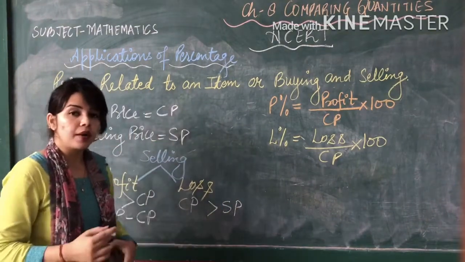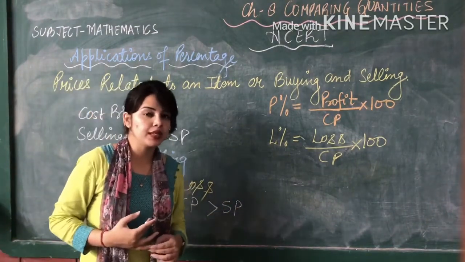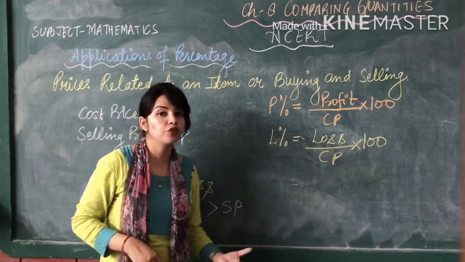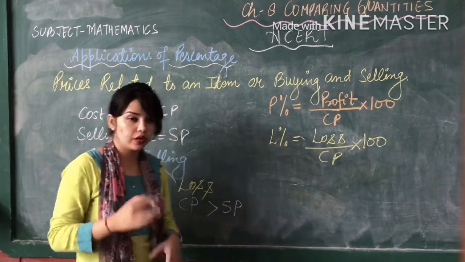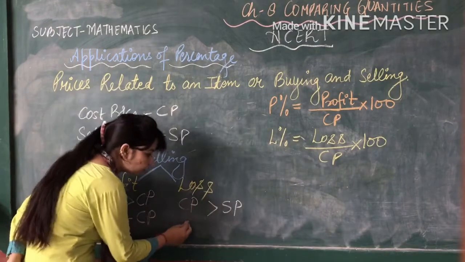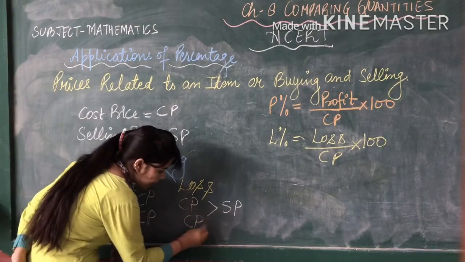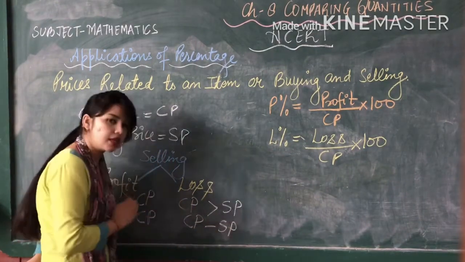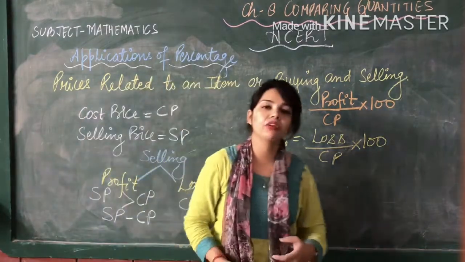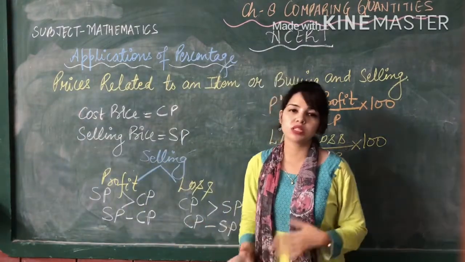Okay? So, if you are buying something at 500 rupees and you are selling it for 400 rupees, that means you are having loss. You are incurring a loss. And how to find out the loss? The cost price minus selling price. Now, by subtracting, we can easily tell how much the profit was and loss was.